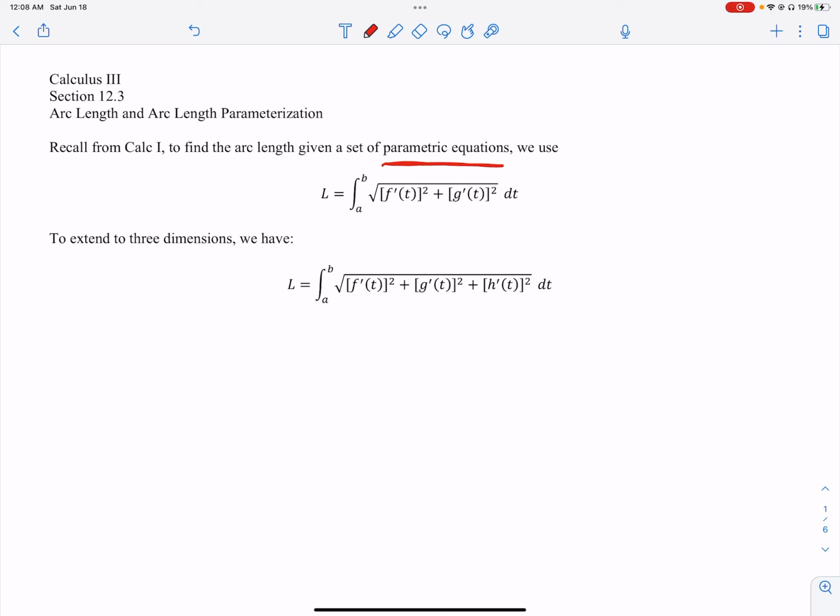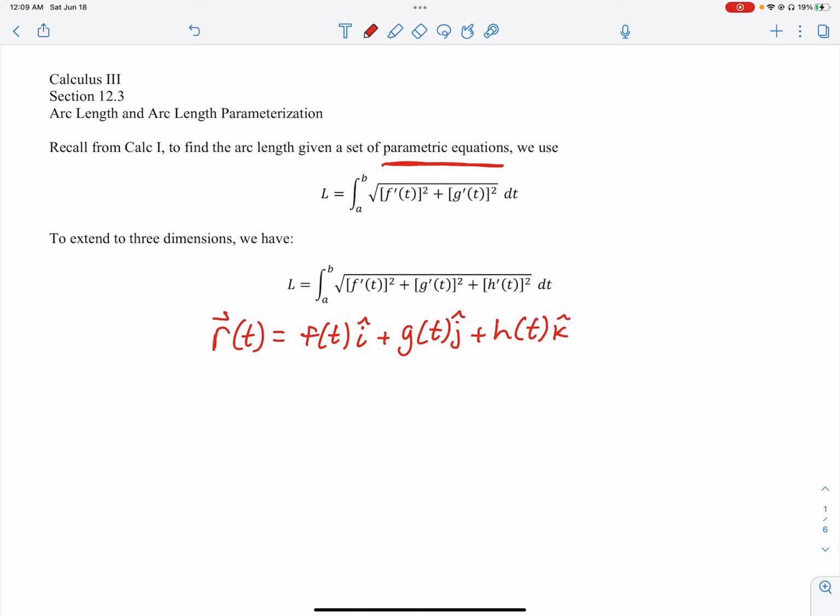That's the most relatable here with talking about vector valued functions, because typically when we talk about a vector valued function, we're talking about some function f, component i, some function g, component j, and some function h, component k. That is why it makes the most sense to relate back to the parametric equation idea when we're talking about vectors.